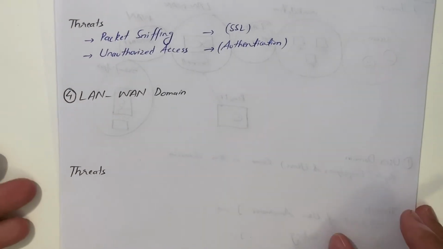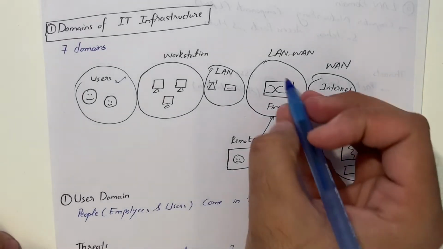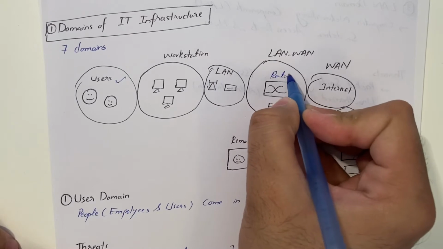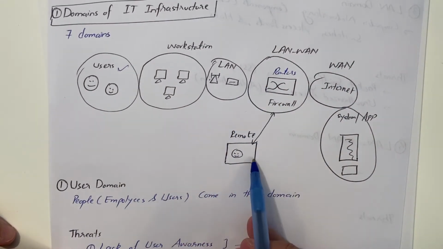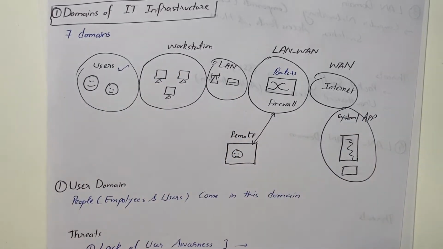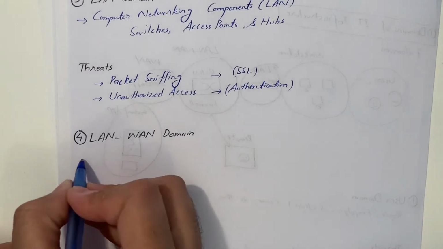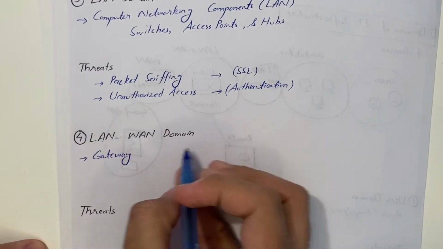Then the next domain is the LAN to WAN domain. If you see this LAN to WAN domain, it includes mainly routers and some network security components. Basically, it connects remote users and remote locations, the different local area networks of the same organization mainly. So the LAN to WAN domain is called a gateway.